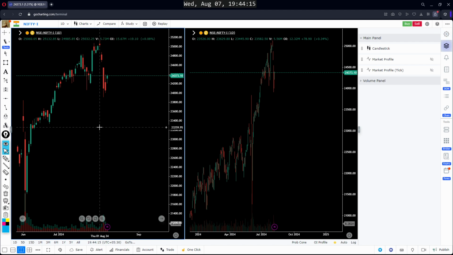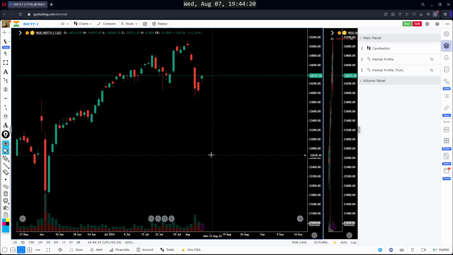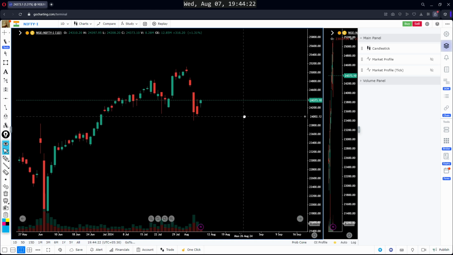Okay, so we were talking about this particular chart. Let me just put it here for some time. We were talking about these two days, that if the market is actually making its structure somewhere here, what can be the possible scenario for the next day.